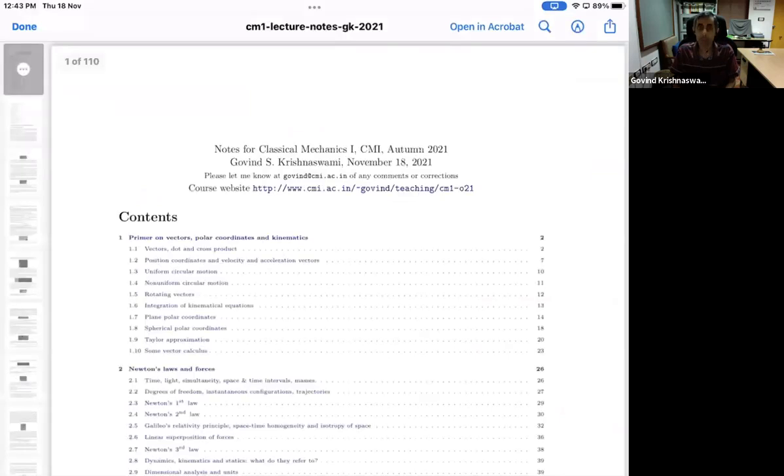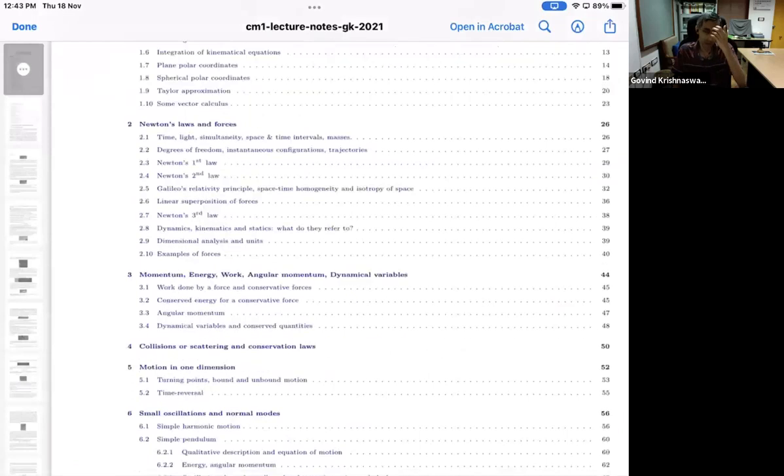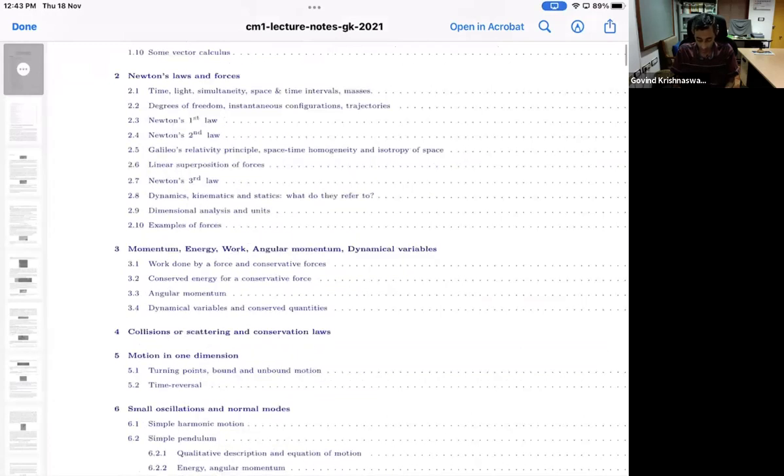What we mean by a solution to Newton's equation is a function x of t whose second derivative multiplied by mass is equal to the force at the location. That is what we mean by a solution to Newton's equation.